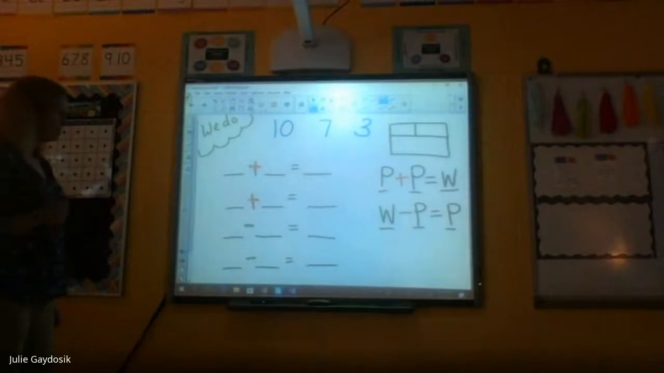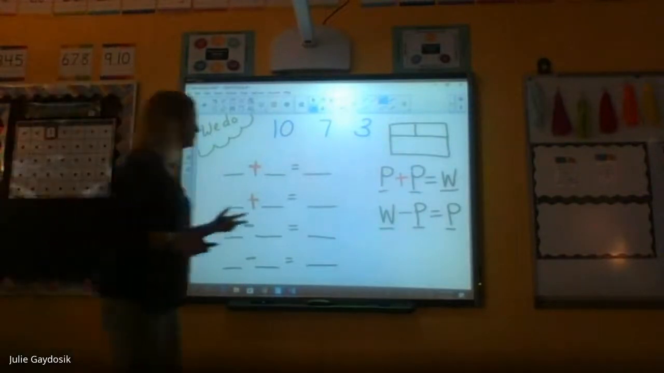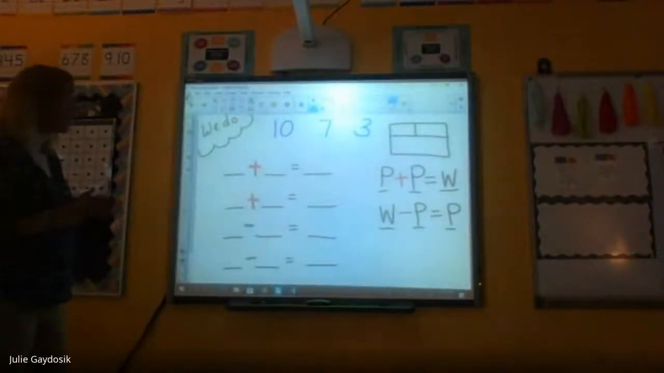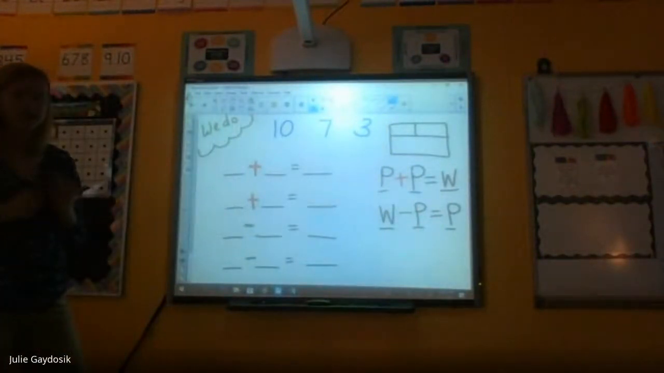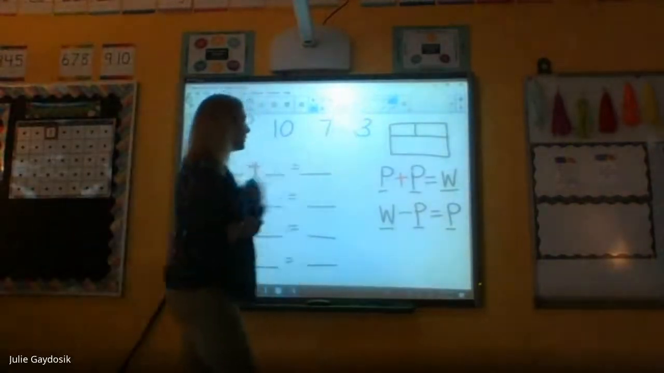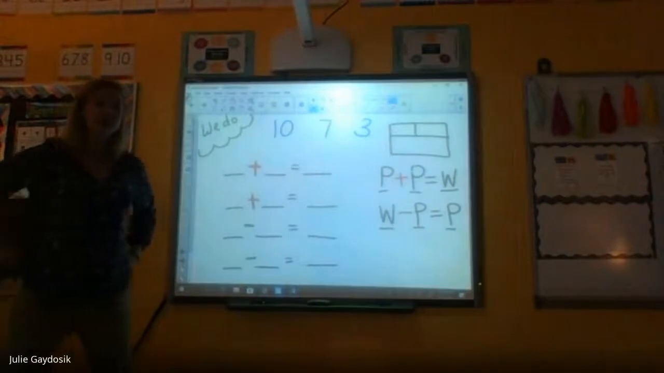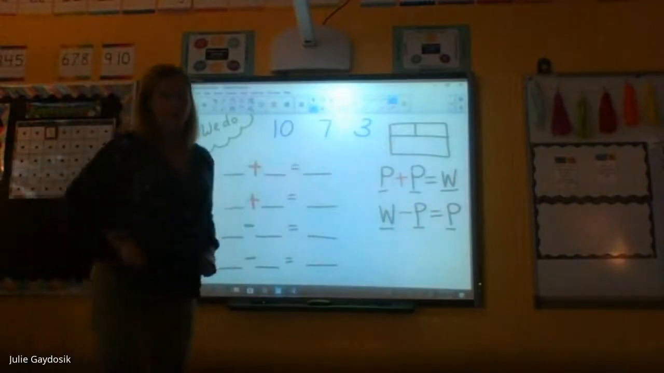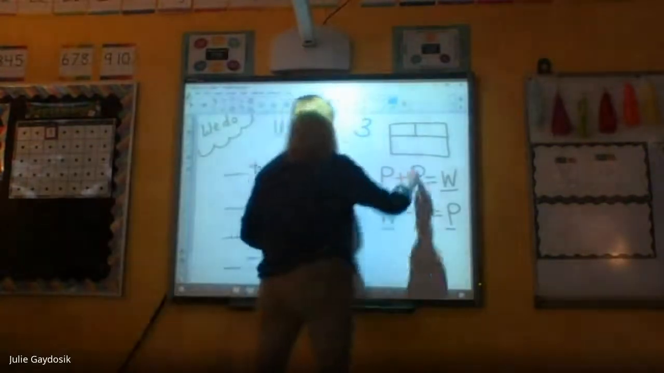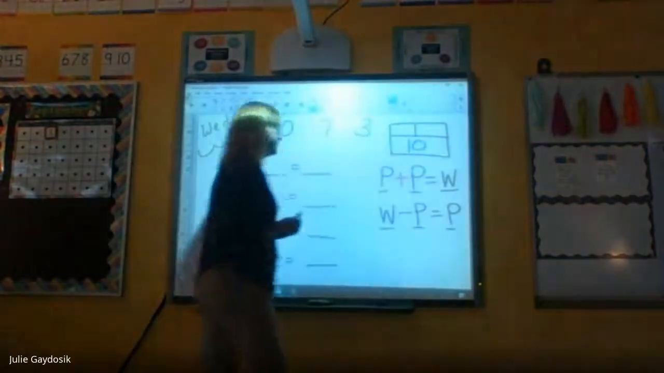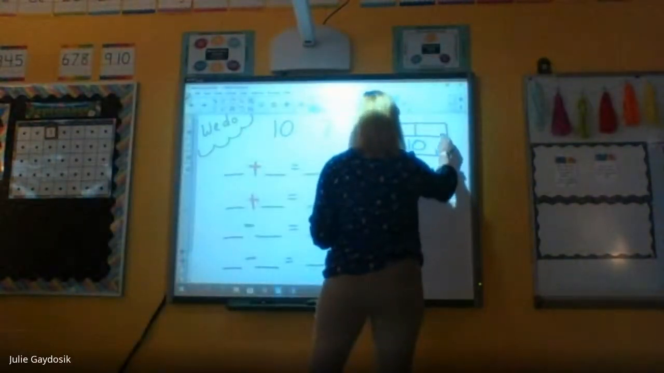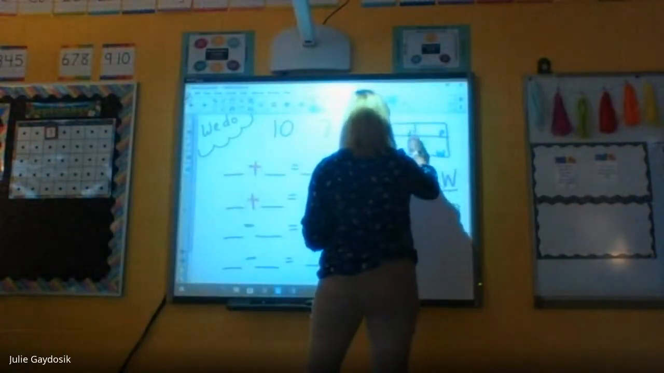Okay. Now, looking at our numbers. Which number is our whole number? You always want to start with your whole number. It's the easiest way to start. Whole number. 10, 7, or 3. Which one is the largest or which one is the greatest number? That's right, it's 10. So I can put 10 in my whole spot. Okay, this is my whole, this is a part, and this is a part.